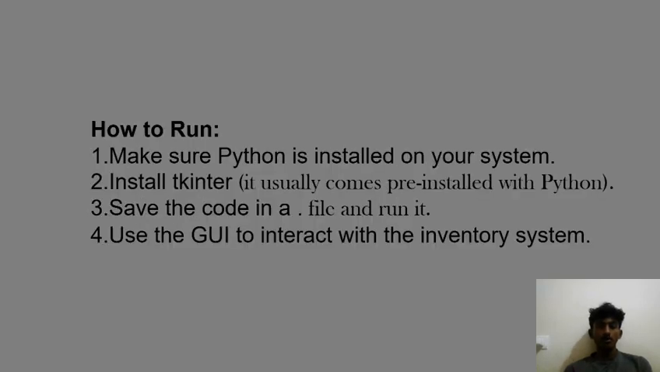How to run the program? Make sure that Python or else Java is first installed on your system. And the second step is to install Tkinter. It usually comes pre-installed with Python. And third, we should save the code into a file and run it. And the fourth step is use the GUI to interact with the inventory system.